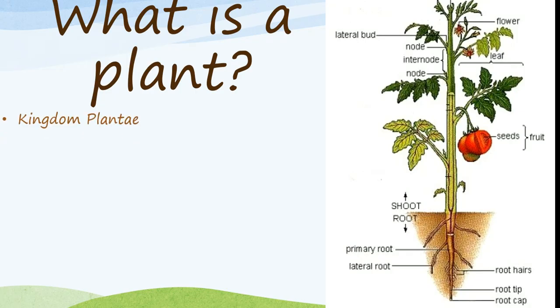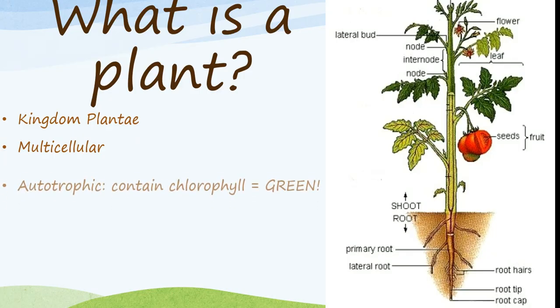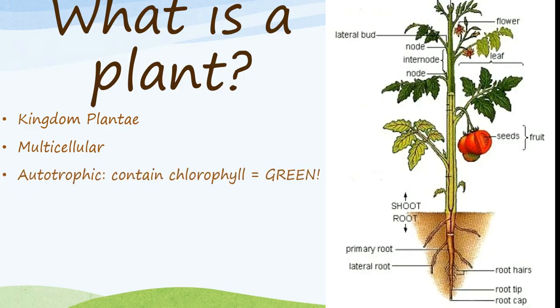One thing, they belong in the kingdom Plantae. All right, they have multiple cells. There are no single-celled plants out there. Typically, if something's a single cell, it's either going to be in the kingdom Monera or the kingdom Protista, right? But in plants, they'll be multicellular. They have more than one cell. They are autotrophic, if you remember what that means. It means they make their own food through the process of photosynthesis.